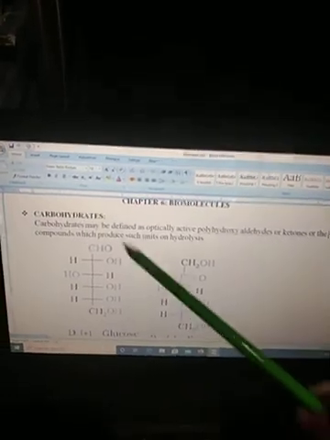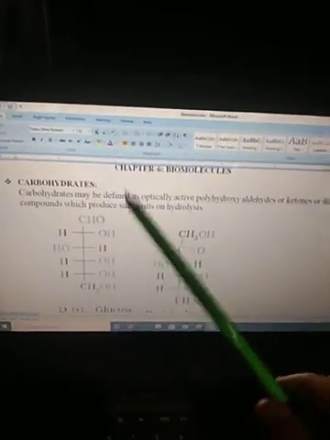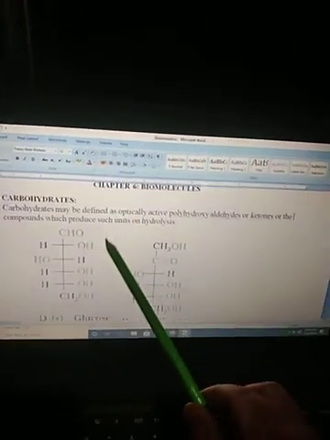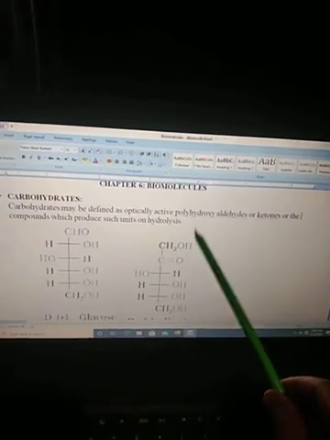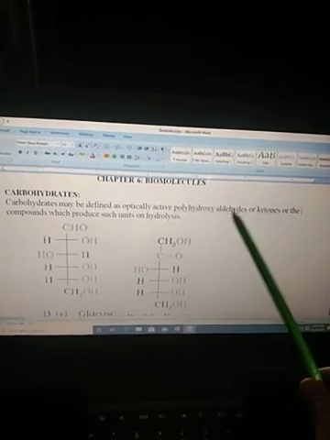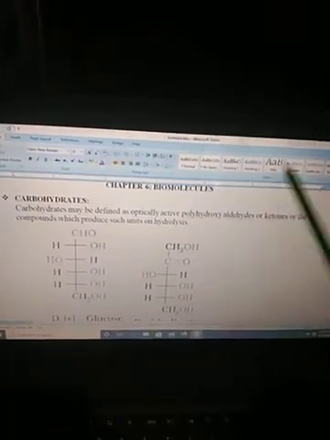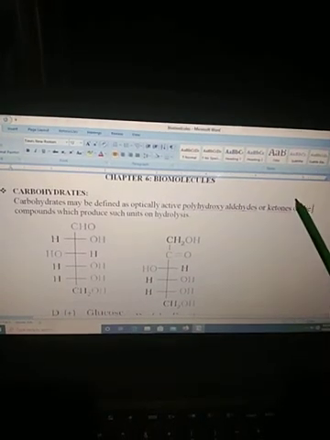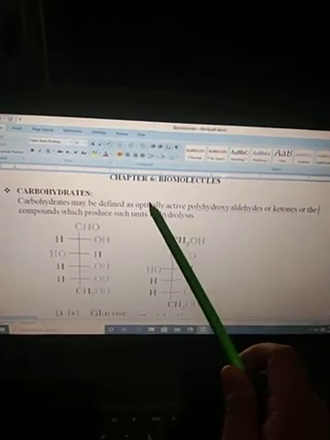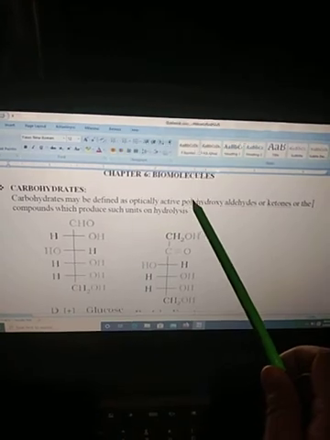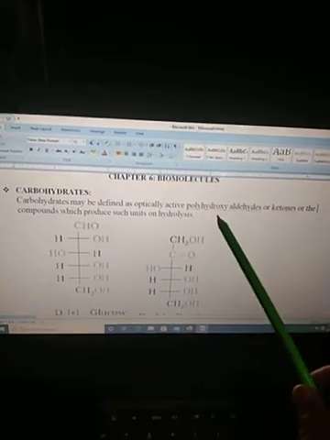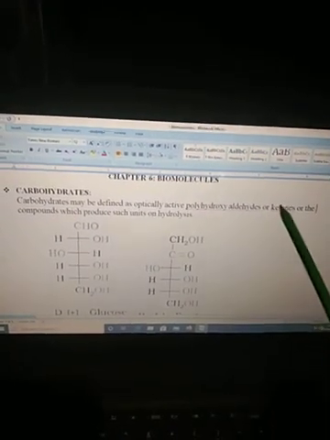Okay, now the first topic that we are going to discuss is carbohydrates. So first we'll go for the definition. Carbohydrates may be defined as optically active polyhydroxyaldehydes or ketones, or the compounds which produce such units on hydrolysis. Okay, so there is a term called optically active polyhydroxyaldehydes or ketones.